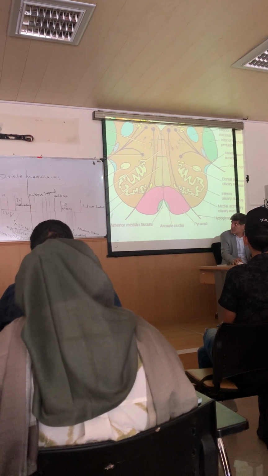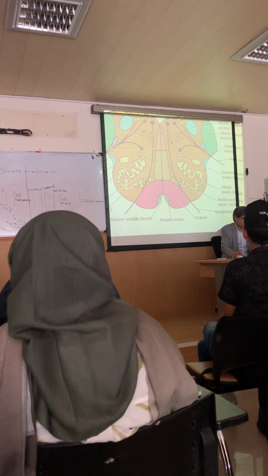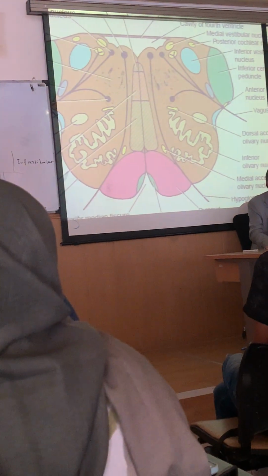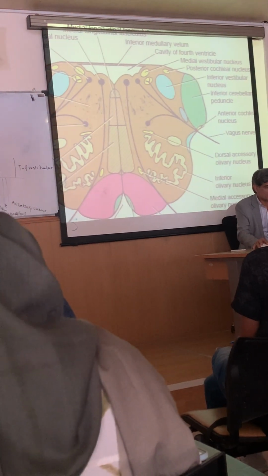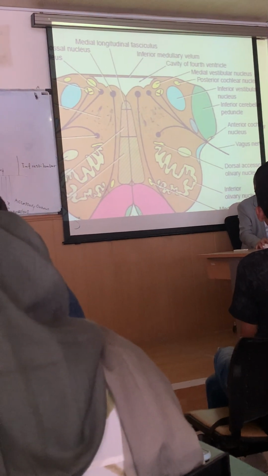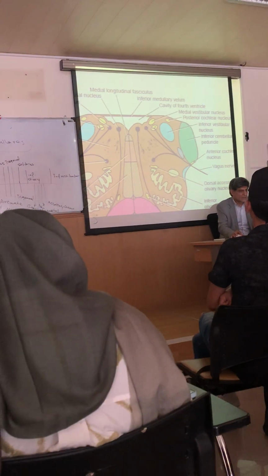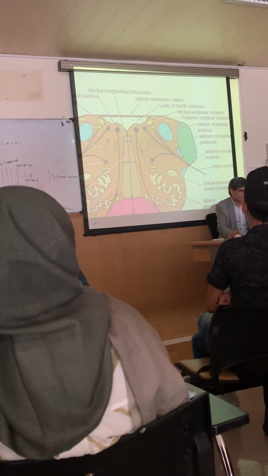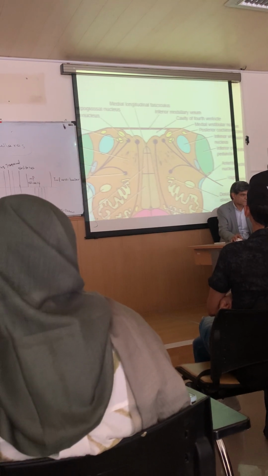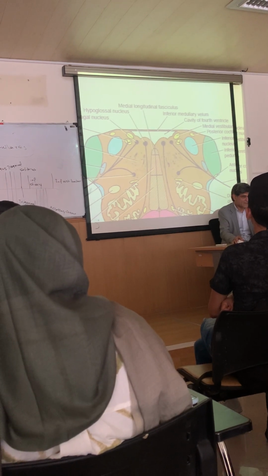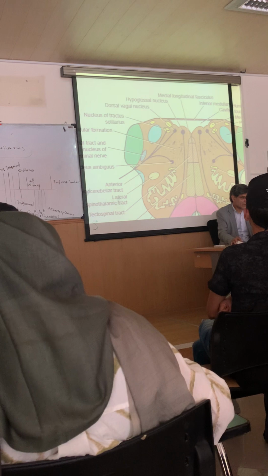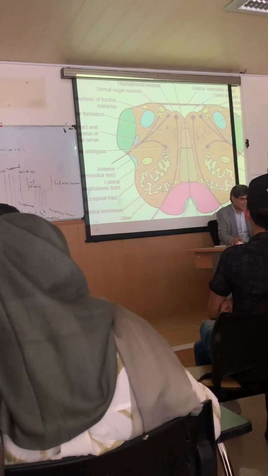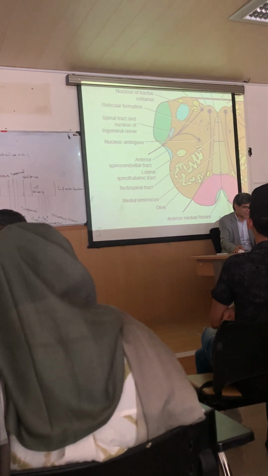Inferior olivary nucleus, this nucleus, pyramid, arcuate nucleus, hypoglossal, medial accessory olivary, inferior olivary nucleus, dorsal accessory nucleus, vagus nerve, inferior vestibular, posterior cochlear nucleus, medial vestibular, and all of the nuclei in the medulla oblongata.